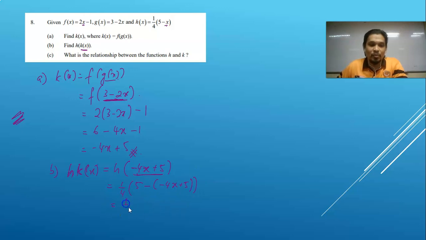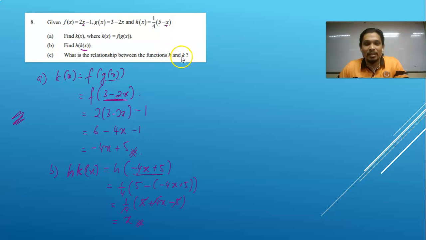So 1 over 4 times (5, negative times negative, positive 4x, negative times positive 5, minus 5). 5 minus 5 equal to 0. Then 1 over 4 times 4x. So 4 divided by 4, equal to x. There you go.